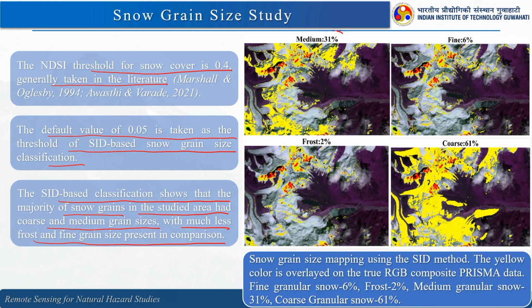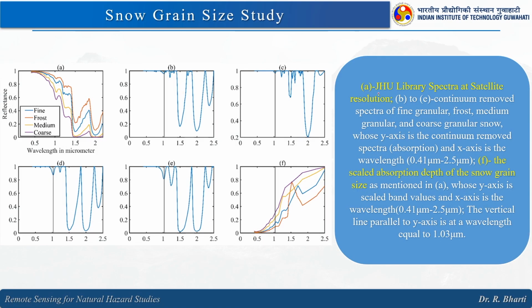So, here you can see 31% is medium grain size and 61% is coarse grain, whereas fine and frost is 2 to 6%. Here you can see the spatial distribution of different grain sizes present in the study area that have been identified. The JHU spectral library at satellite resolution is shown here, and then we have different spectra.